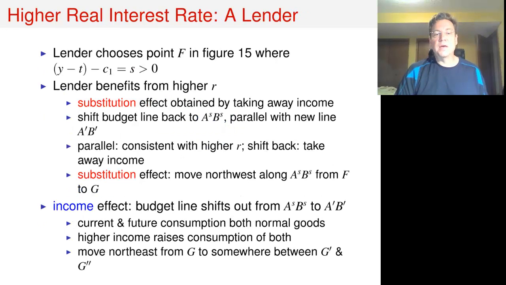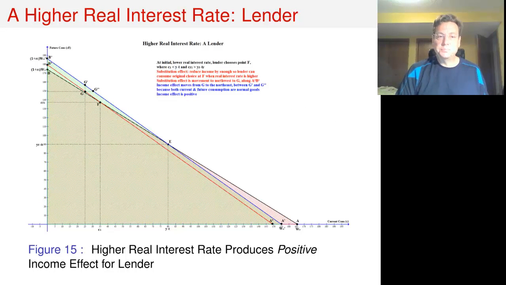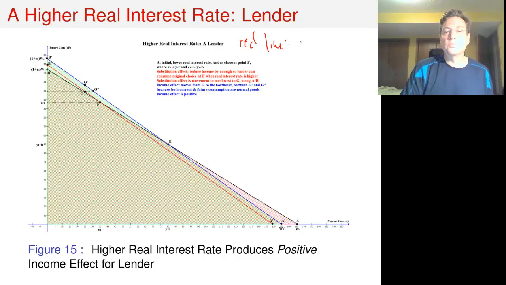So we can see that in these pictures. The red line here is going to give you the substitution effect. And so it's the substitution effect. And that's going to induce you to move from F to G.